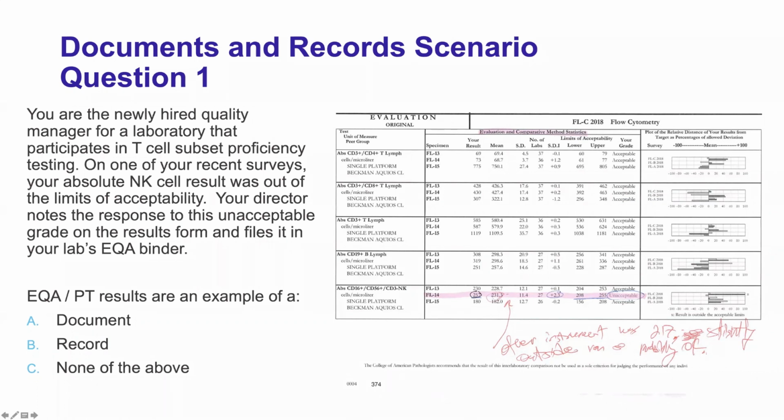So this is a copy of your EQA report. This was the unacceptable result here. And this is your director's response to the unacceptable result, which is kept on record as your laboratory's response. So EQA and PT results are an example of a document, a record, or none of the above? Give just a few seconds if anyone wants to put their answers in the chat.